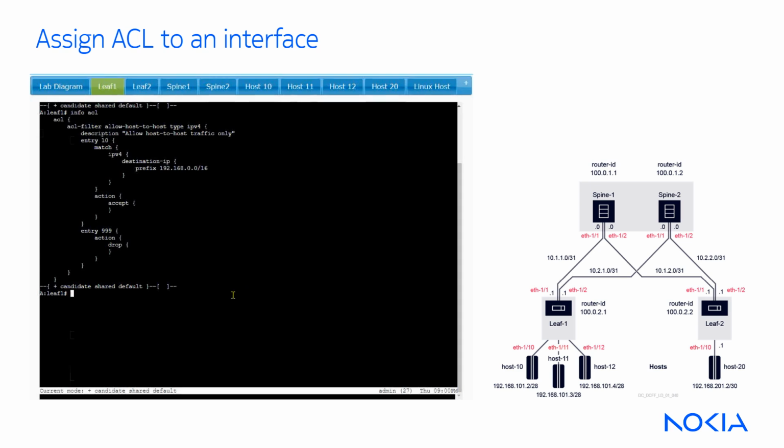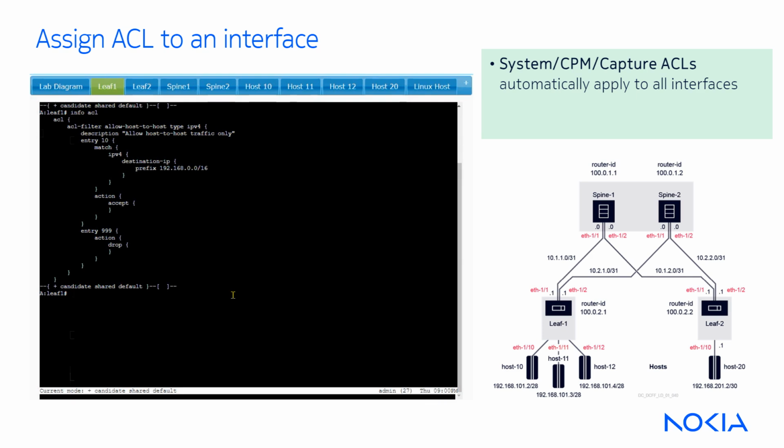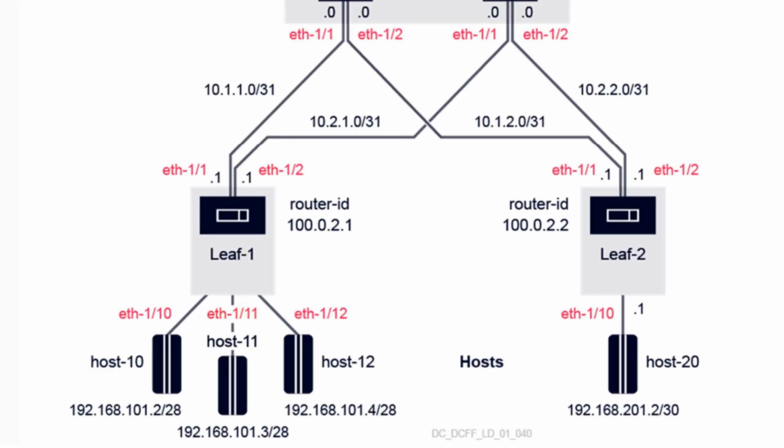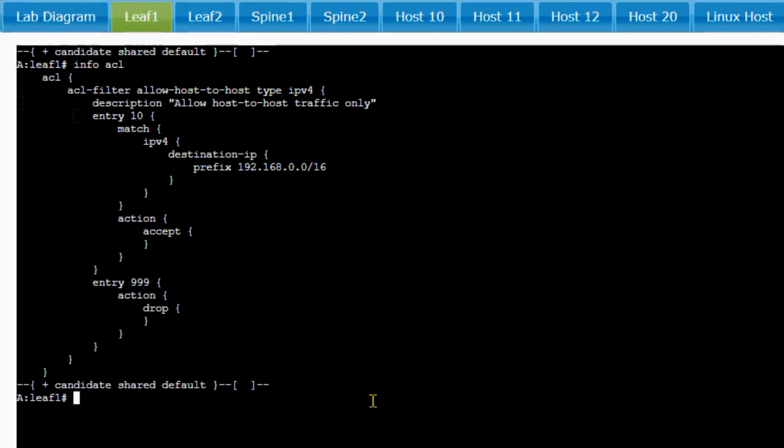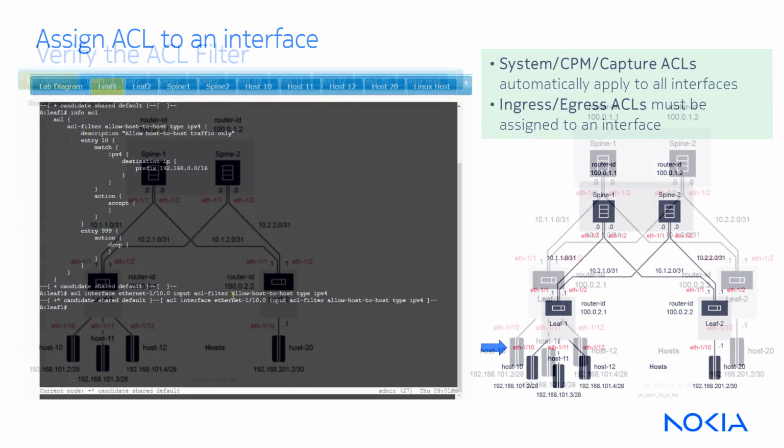Some ACL filters are applied automatically to all the interfaces of an SR Linux router. That's the case for the system, CPM, and capture filters. But an ingress or egress ACL must first be assigned to the interface on which the packets will be filtered. This is what we are going to configure next. Here, host 10 is connected to leaf 1 on the interface ethernet-1/10.0. So we enter the command acl interface ethernet-1/10.0. Then we have to specify the direction of the packets. We want to filter ingress packets, so we use input. And finally, we specify the name of the filter that we just created and the type, IPv4. And that's it. We can now commit this configuration.